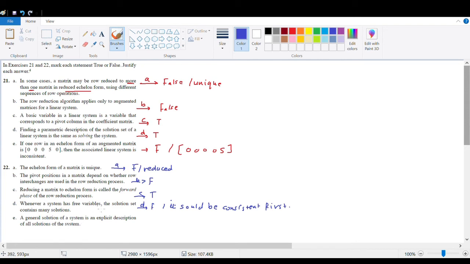Now E, a general solution of a system is an explicit description of all solutions of the system. This one is also clear from the solution system, because a general solution is explicit: we write x1 equals, x2 equals, x3 equals, all of them are explicit. So this one should be true.